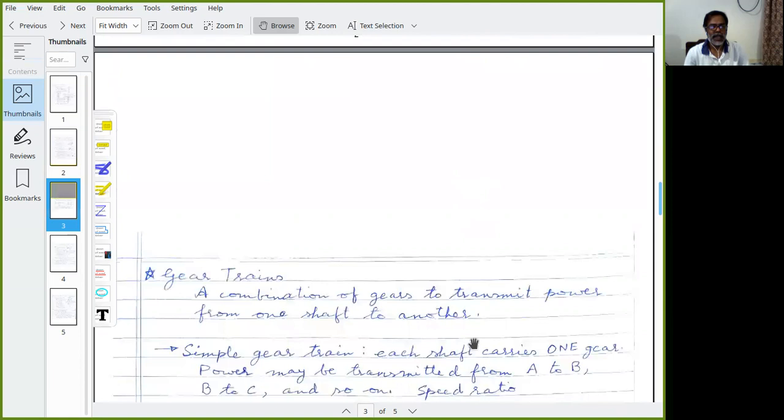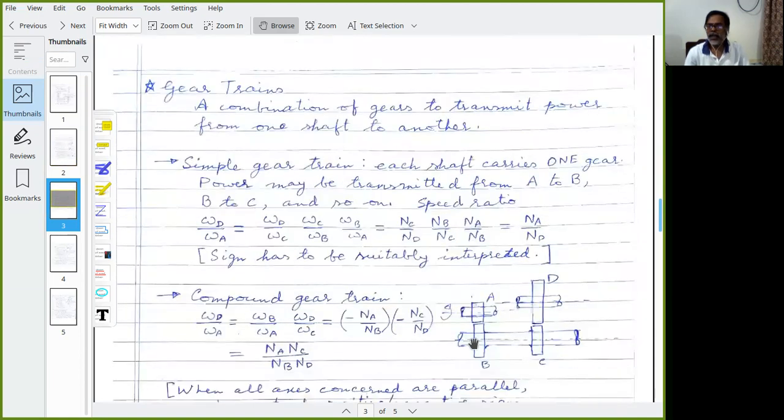Now we come to gear trains. The gear train is basically a combination of gears to transmit power from one shaft to another. In a simple gear train, every shaft carries only one gear, and power may be transmitted from gear A to B, then from B to C, C to D, and so on. Or alternatively, from shaft A to shaft B, shaft B to shaft C, and so on.